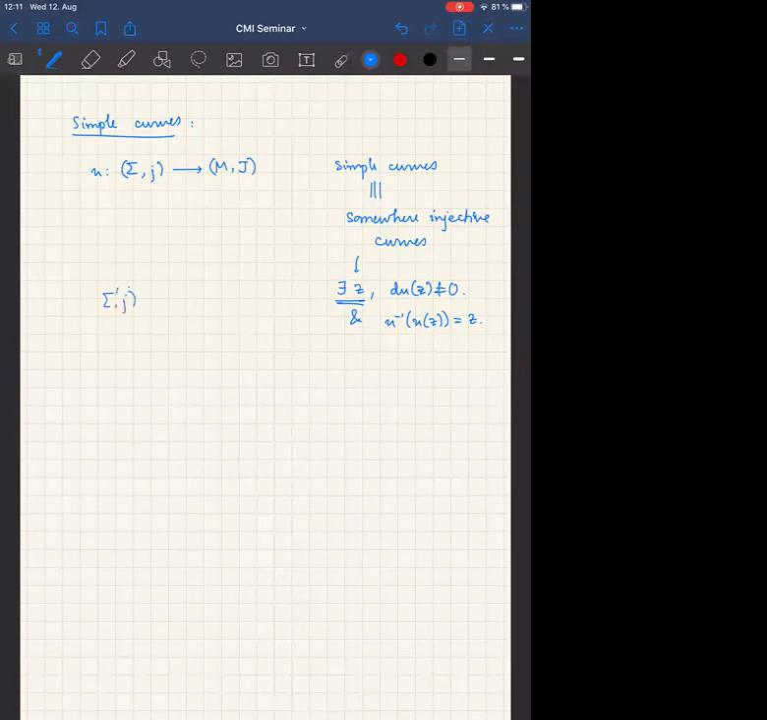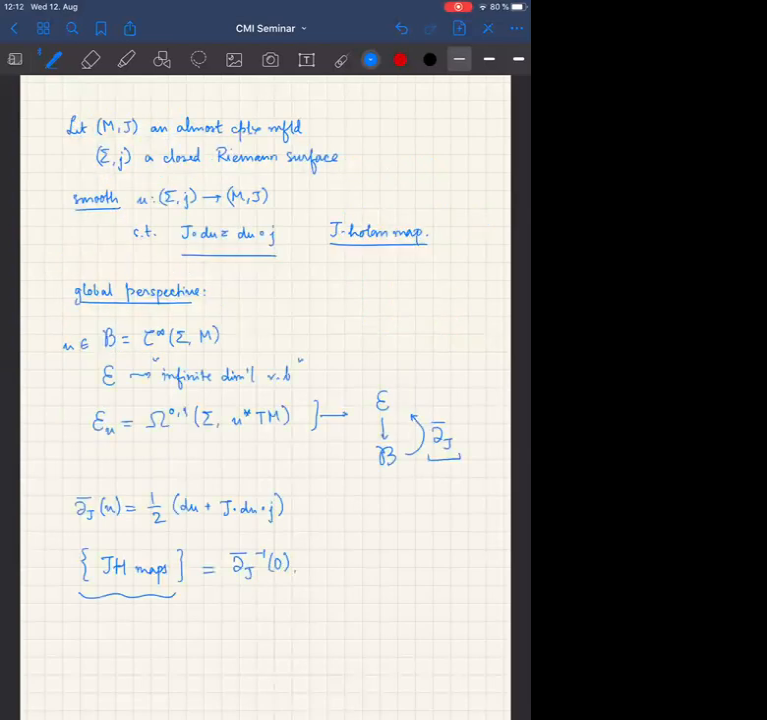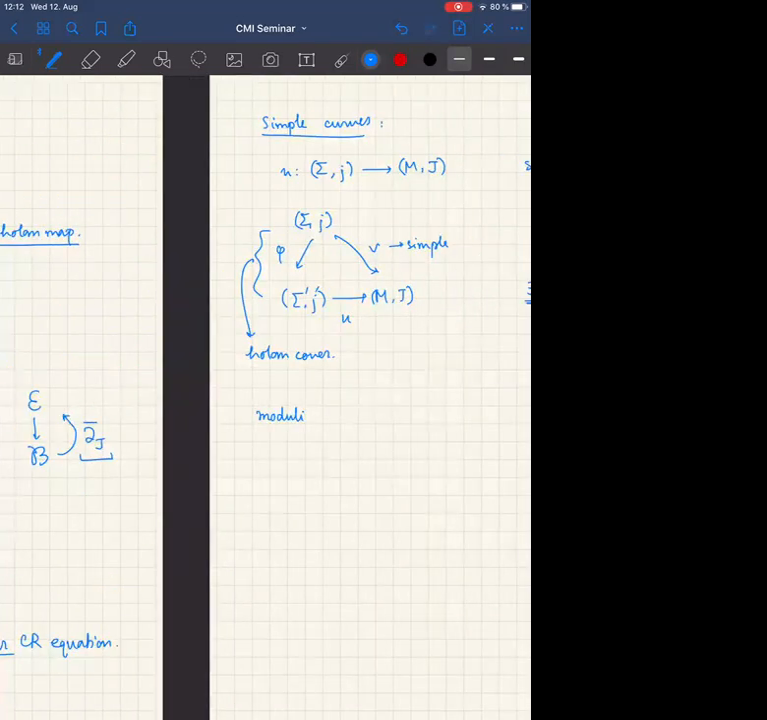I'm saying that any holomorphic map can be factored via a simple map. In fact, we can find another Riemann surface such that we can factor out a simple curve out of it, and the result we get after factoring it out is a holomorphic cover. By the way, this equation is the holomorphic curve equation, or what we should call the nonlinear Cauchy-Riemann equation. So holomorphic maps are the solutions to the nonlinear Cauchy-Riemann equation, just like in ordinary complex analysis.